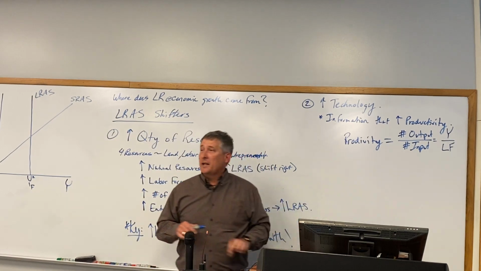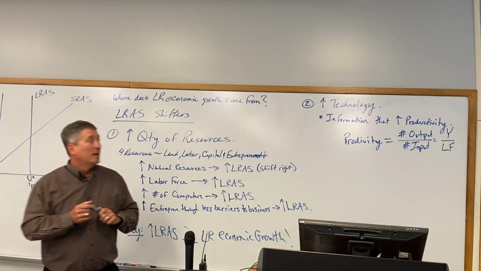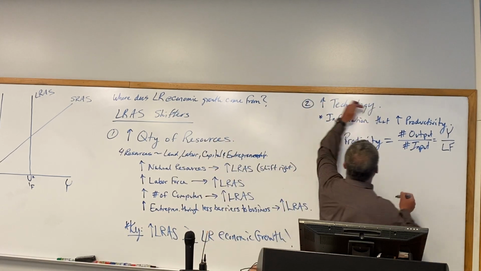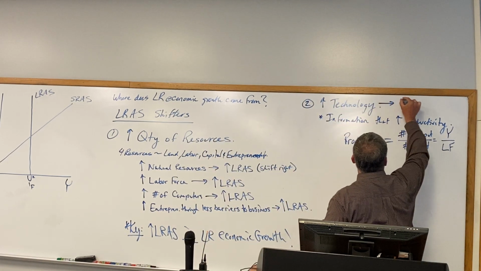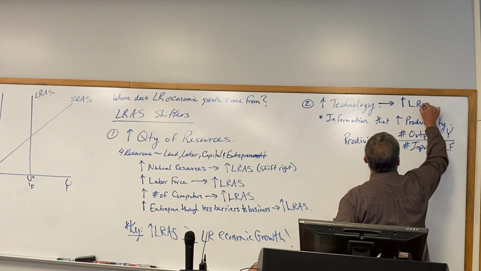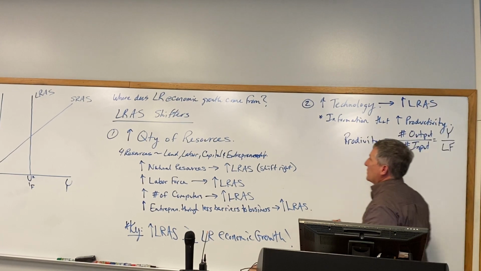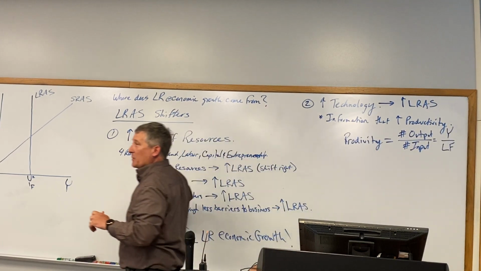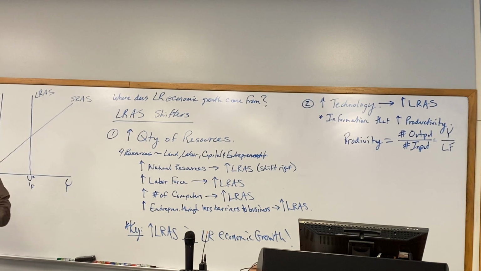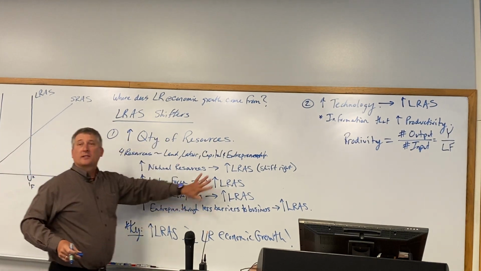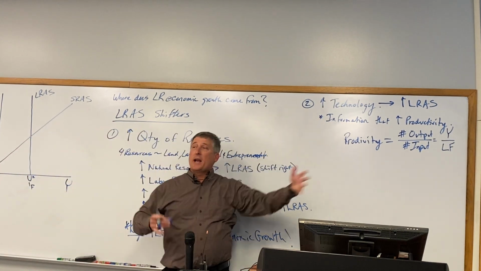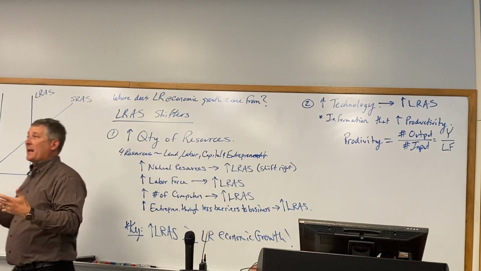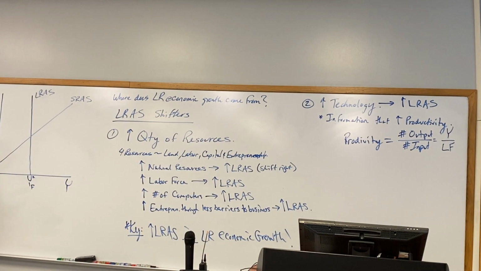Okay, any questions or comments there? So let's make sure we tie this here. An increase in technology leads to an increase in the long run aggregate supply curve. So it's possible that the quantity of resources has remained fixed, but yet we had this new whiz-bang idea on how to use things more efficiently, and we became more productive through the increase in technology.